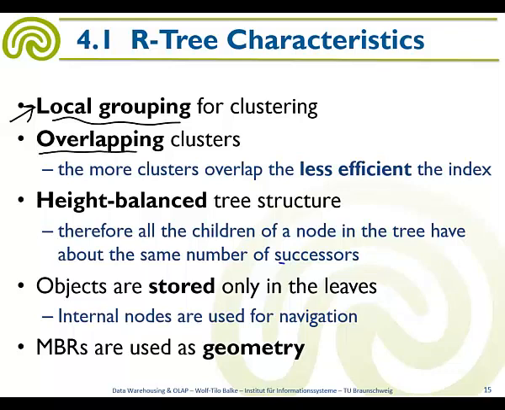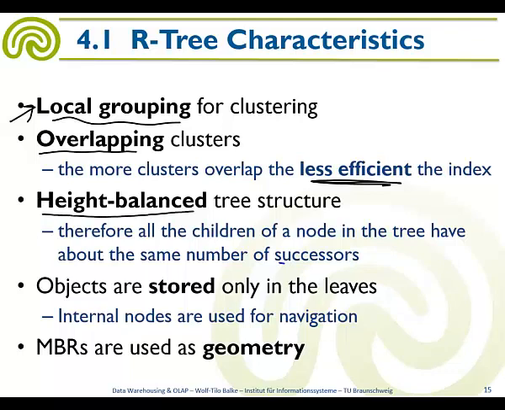Second, they allow overlapping of the clusters, and as I briefly mentioned before, overlapping is not very good, because then it becomes less efficient to traverse the tree, less efficient to traverse the index, because, well, you don't know which branch you have to go to, and then you will end up having to go through both branches to see where this data point exists. Is it in the first branch or in the second branch, in the first cluster or in the second cluster?